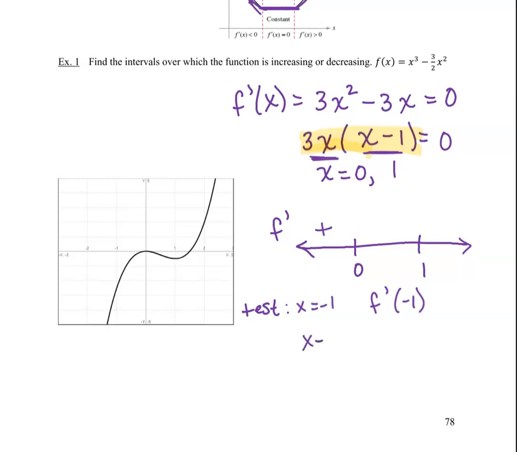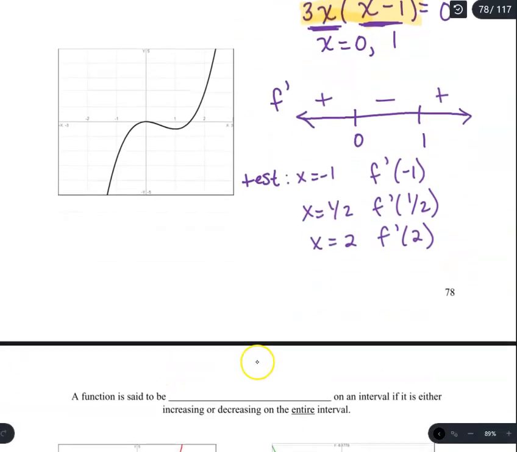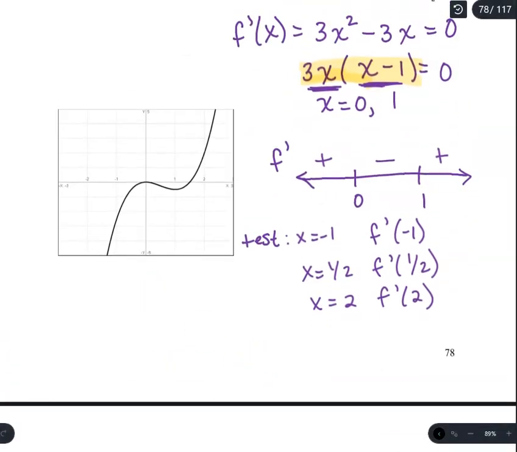In between, let's say I test out 1/2. If I substitute 1/2 into the first derivative, I'm going to get a positive times a negative, which means I'm negative in that next interval. And then I'm going to test out, in the last interval, let's say we test out 2. If I plug 2 into the first derivative, I get a positive times a positive, which means I have a positive. And actually, I have a picture of the graph here so you can see what I'm talking about. f starts out increasing. This is a graph of f, by the way.